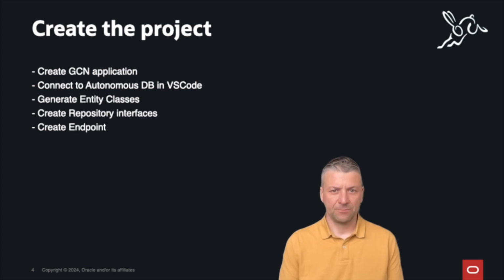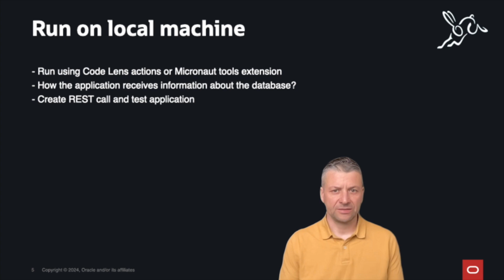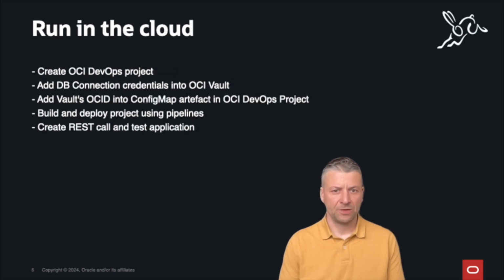After completing the development, we will run the application locally to test its functionality by connecting to the REST endpoints. We will also discuss database connectivity and how the application retrieves its connection credentials. In the next section, we shift our focus to deployment in Oracle Cloud. We will create a DevOps project, which includes a source code repository, build and deploy pipelines, a container image repository, and application configuration. Let's dive in.